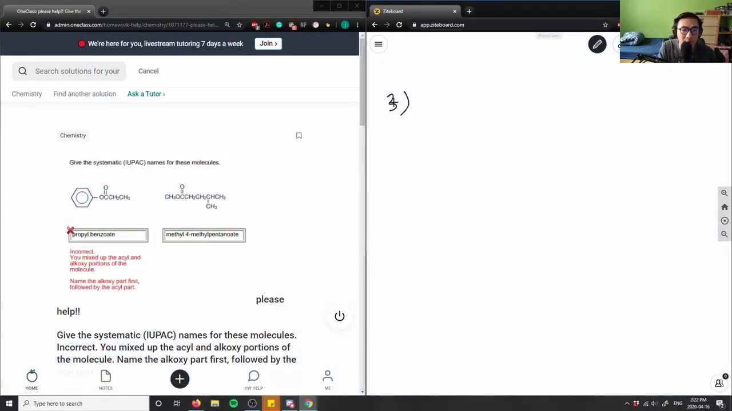So it says here, give the IUPAC names for this molecule. Let me draw out the molecules first. So I have a benzene ring. Let me draw it out exactly like they did here. It's attached to some O, OC, and then attached to some carbon here.